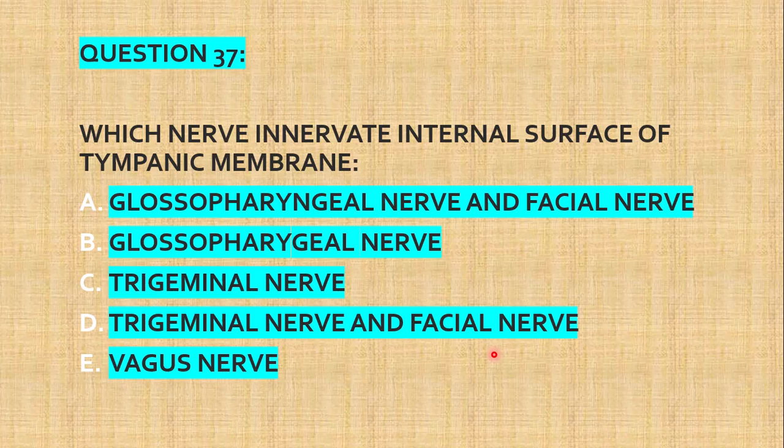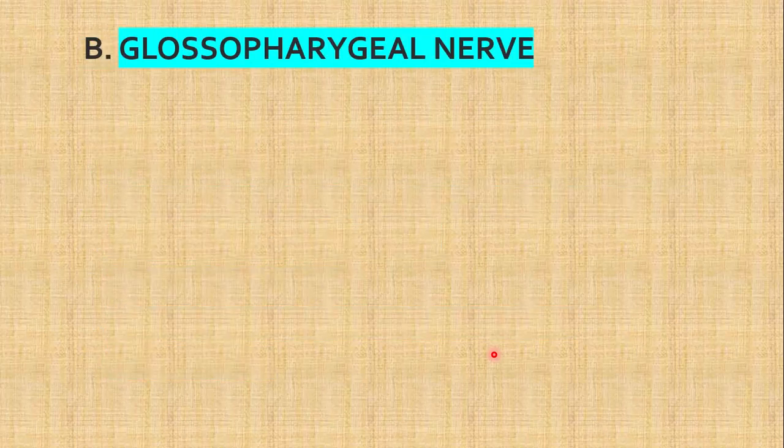Question 37. Which nerve innervates the internal surface of the tympanic membrane? Option A, glossopharyngeal nerve and facial nerve. Option B, glossopharyngeal nerve. Option C, trigeminal nerve. Option D, trigeminal nerve and facial nerve. Option E, vagus nerve. The answer to this question is option B, the glossopharyngeal nerve. Okay? That is the answer to the question.